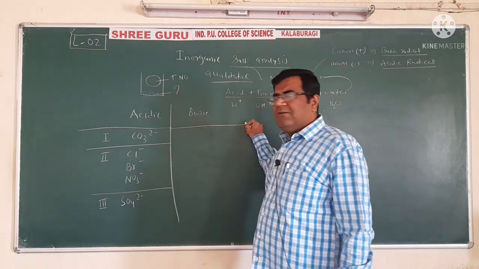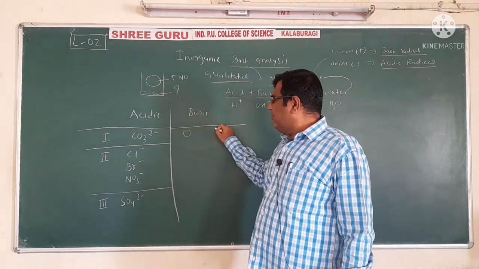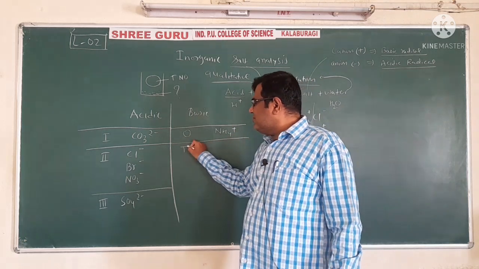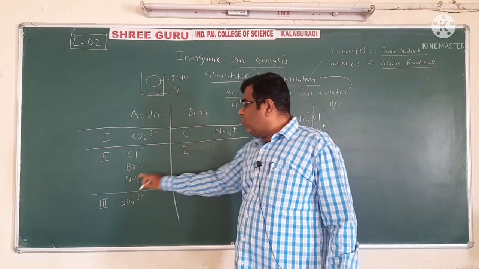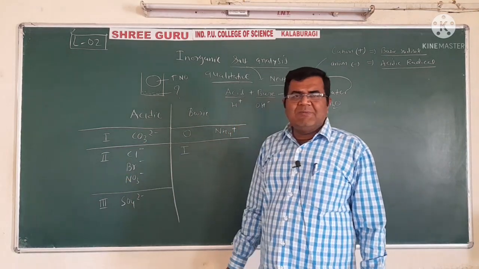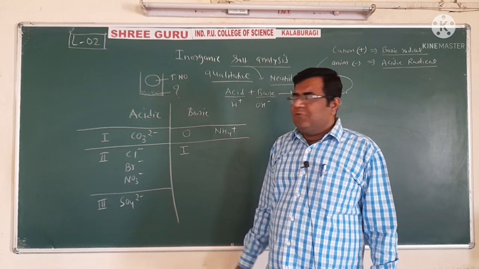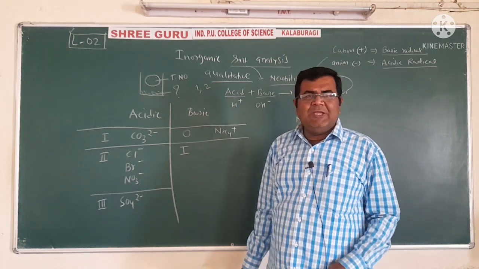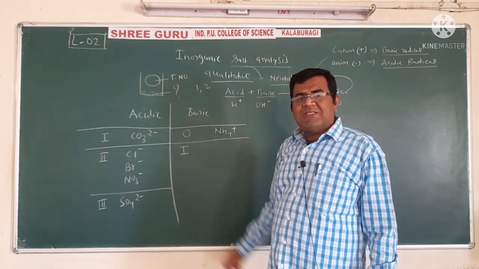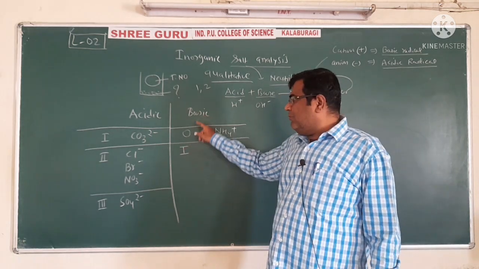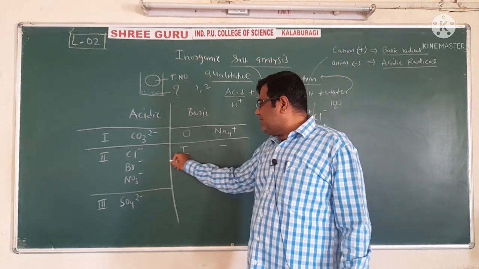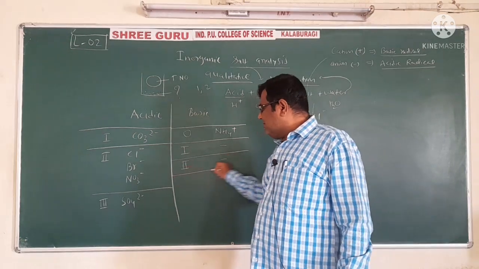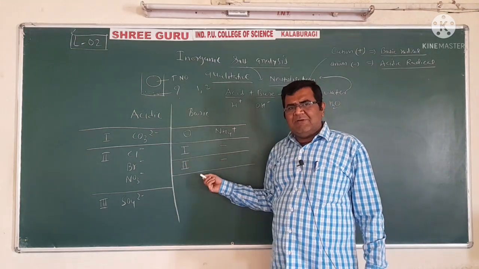For the basic radicals, we start with the zero group. In that, ammonium radical is present. Always write the group number in Roman numerals. Remember that examiners are very particular about it. If you write them in Arabic numbers like 1, 2, then they may feel that you are ignorant about it. So Roman numerals are to be used. For group number I basic radical, there is no radical in our syllabus. For group number II, there is no radical in our syllabus. There are some radicals, but they are not in our syllabus.